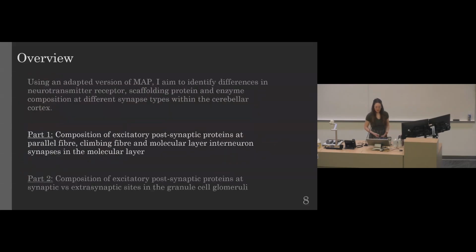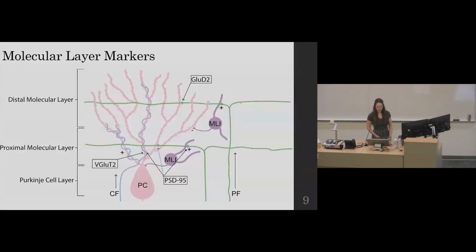So moving along to part 1 of my results. This one looked at composition of excitatory postsynaptic proteins at parallel fiber, climbing fiber, and molecular interneuron synapses in the molecular layer. And just as a summary of the molecular layer and to show the markers that I used, to mark parallel fiber to Purkinje cell synapses, I used GLUD2, which is a member of the family of ionotropic glutamate receptors and is known to be expressed only at parallel fiber to Purkinje cell synapses.